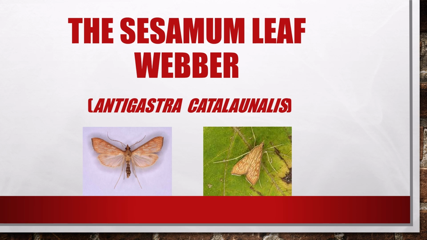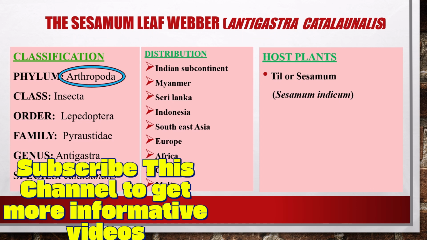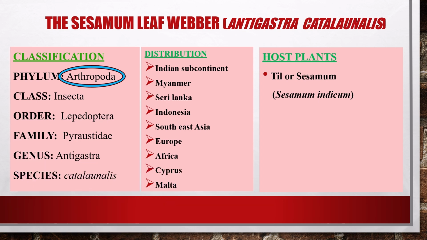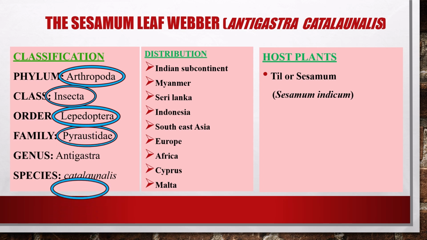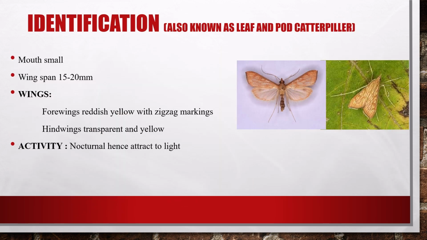Let's move into the next section of this video, that is the study of Sesamum Leaf Webber. It belongs to phylum Arthropoda, class Insecta, order Lepidoptera, family Pyralidae, genus Antigastra and species catalaunalis. It is widely distributed in different regions like the Indian subcontinent, Myanmar, Sri Lanka, Indonesia, Southeast Asia, Europe, Africa, Cyprus and Malta. The major host plant of this pest is til or Sesamum, scientifically known as Sesamum indicum. It is also known as leaf and pod caterpillar.